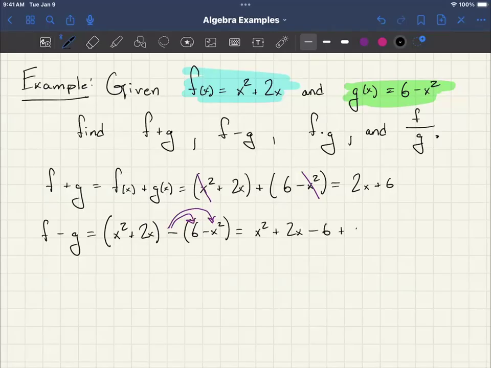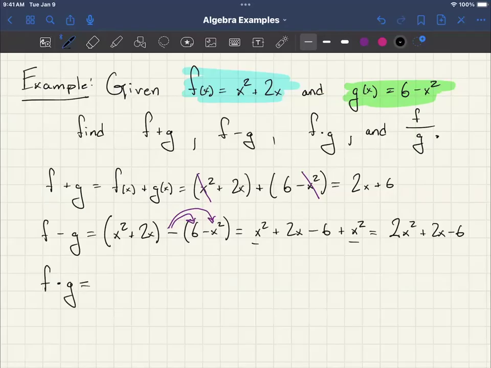Double negative always gives us a positive, so we are adding x squared and minusing 6. So we have two copies here of x squared. So we have 2x squared plus 2x minus 6, which is a cute little quadratic. And the first one was linear. Interesting. All right, let's go to the next one, f times g.